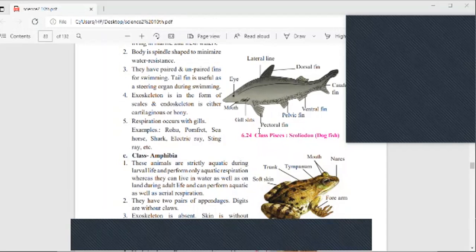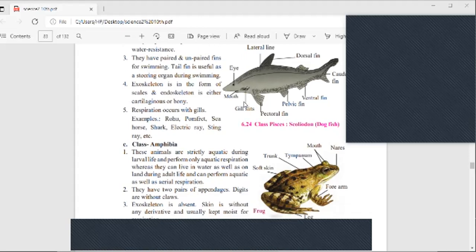Then the scoliodon is a dogfish. It is also called a cartilaginous fish, that is called the shark. Respiration occurs with gills. Gill slits are there in their body, and with the help of that, the gaseous exchange takes place.